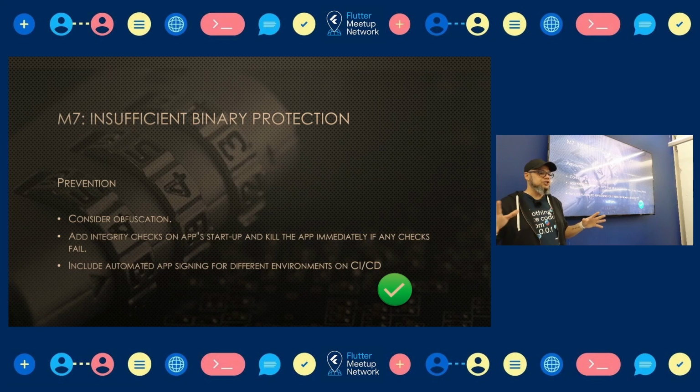In the preventions, consider obfuscation. Maybe it's not as important in Flutter applications, but it's particularly important if your app can easily be reverse engineered through intermediate code. Consider obfuscation to make it a little bit harder for an attacker to reverse engineer your app. Add integrity checks like the ones that I just verified on app startup and kill it immediately if any of those fail. And include automated app signing in your CI and CD.